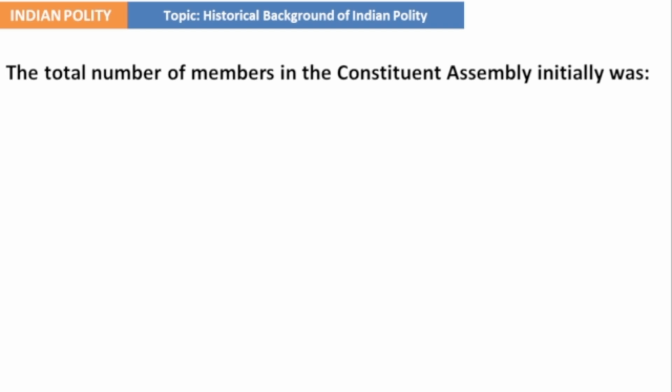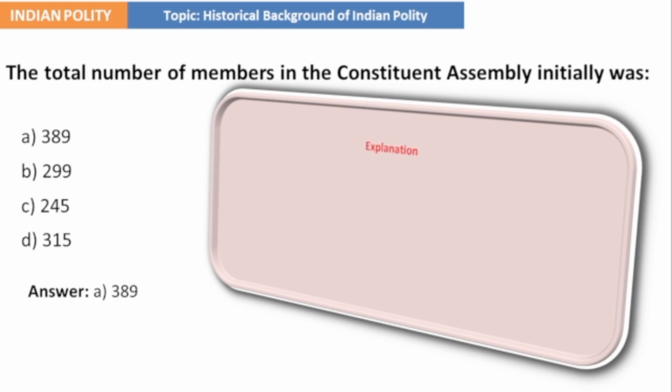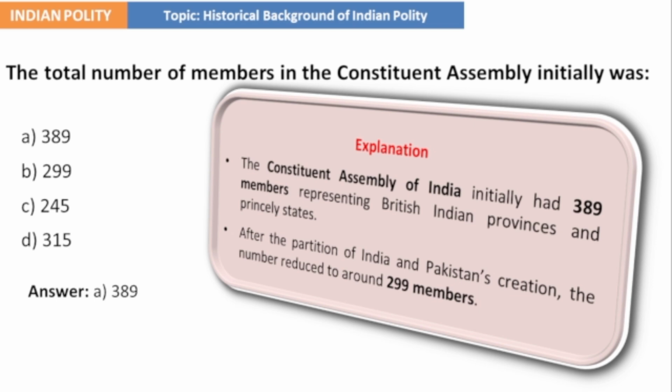The total number of members in the Constituent Assembly initially was... Right answer is option A, 389. The Constituent Assembly of India initially had 389 members, representing British Indian provinces and princely states. After the partition of India and the creation of Pakistan, the number reduced to around 299 members.